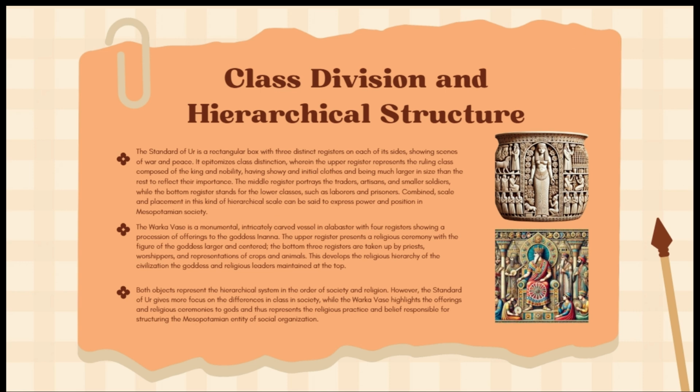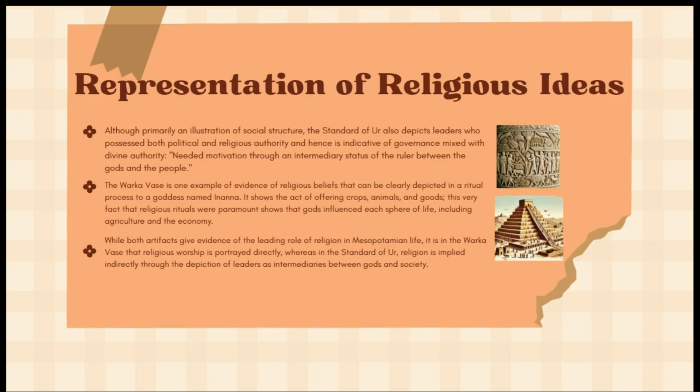Both objects represent the hierarchical system in the order of society and religion. However, the Standard of Ur gives more focus on the differences in class and society, while the Warka Vase highlights the offerings and religious ceremonies to gods, and thus represents the religious practice and belief responsible for structuring the Mesopotamian entity of social organization. Representation of religious ideas.